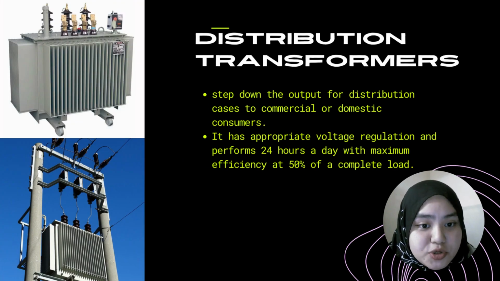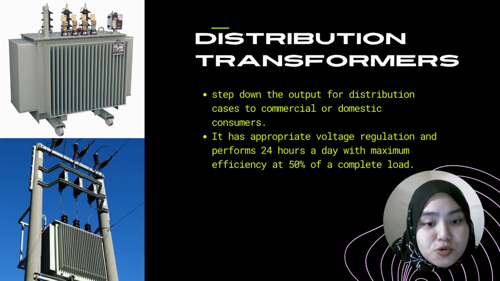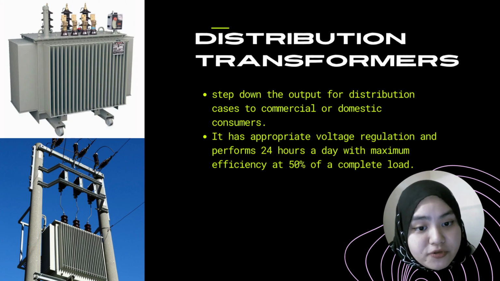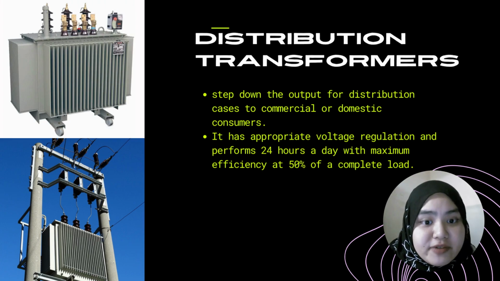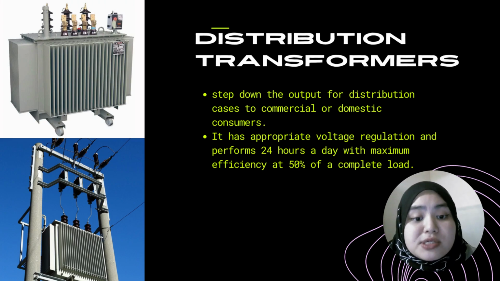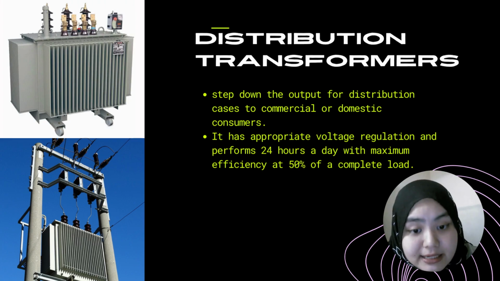Up next is the distribution transformer, which is used to step down the output for distribution to commercial or domestic consumers. Because the power transformer has a very big output, it has to be stepped down so that it is suitable for domestic consumers like houses or shops. It has appropriate voltage regulation and performs 24 hours a day with maximum efficiency at 50% of a complete load.